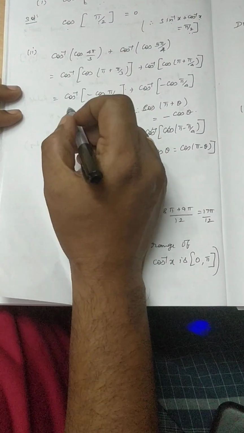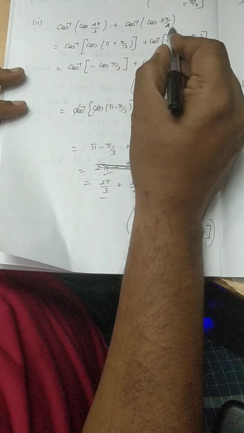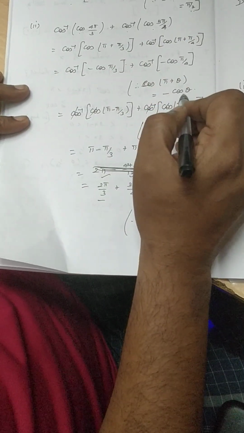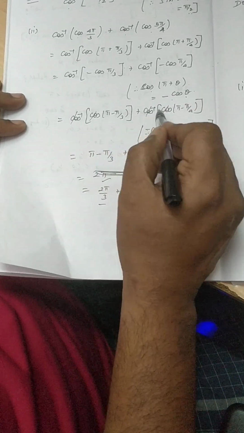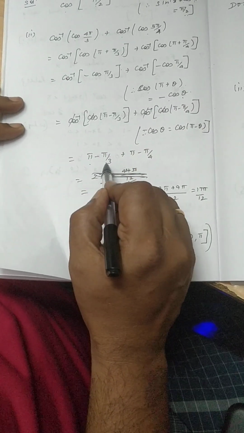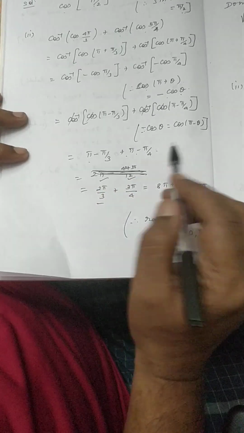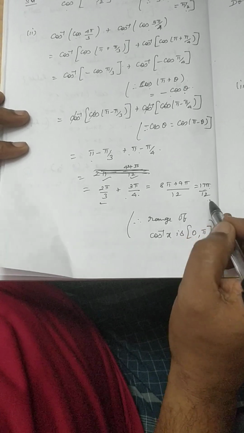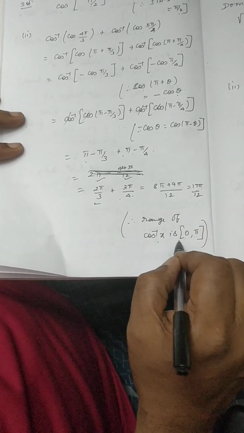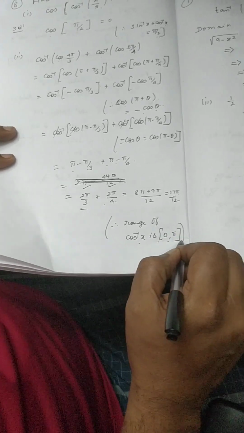Second one: cos inverse of cos of pi by 5 can be worked in this form: cos of pi plus theta is minus cos theta. Cos inverse cos is cancelled. Therefore, pi minus pi by 3 plus pi minus pi by 4, that is 2 pi by 3 plus 3 pi by 4, which is 17 pi by 12. The range of cos inverse of x is 0 to pi.